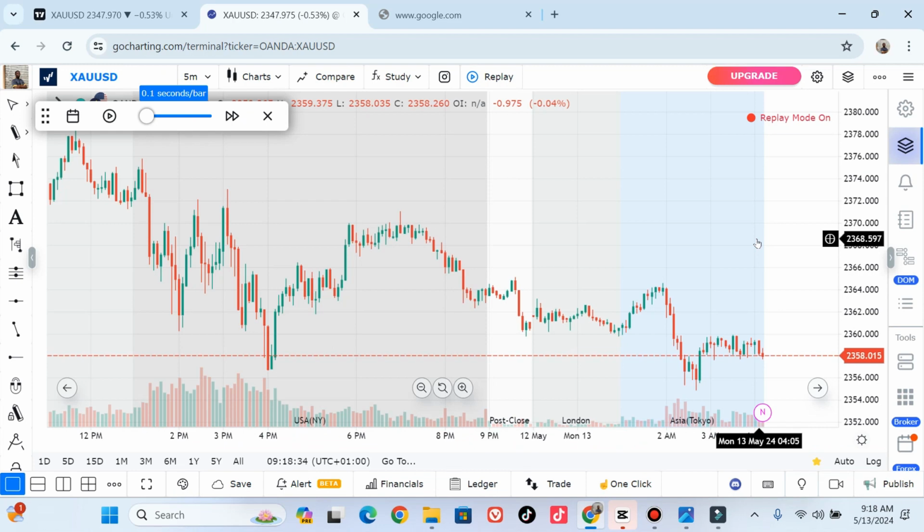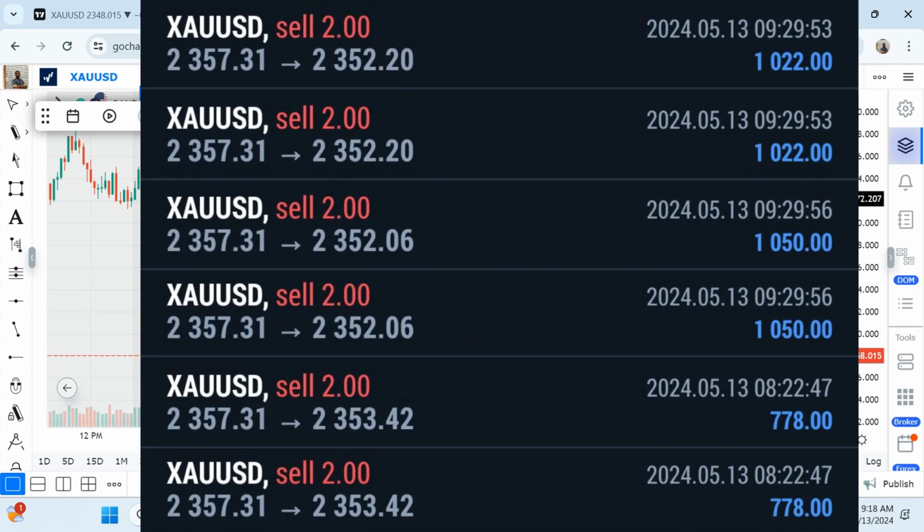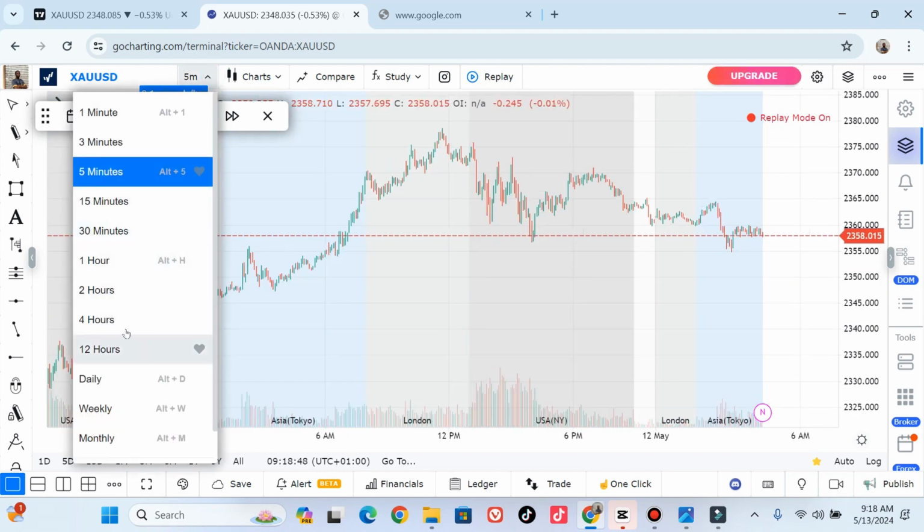So I'm going to show you exactly how we took this trade and made a lot of profit. I personally made $5,700 from this trade. So watch carefully. The first thing you have to do is mark out the key points.